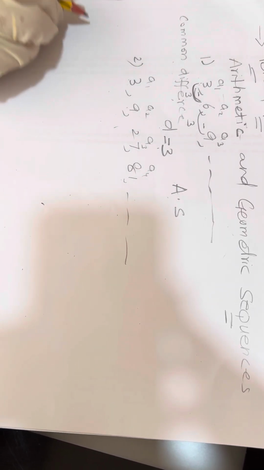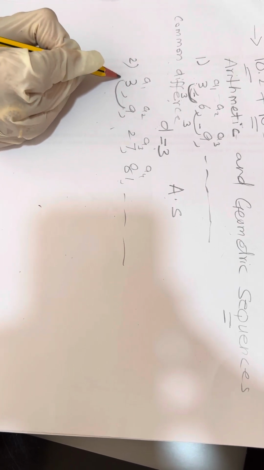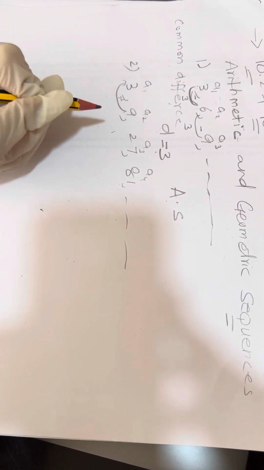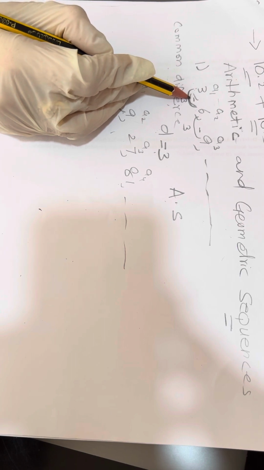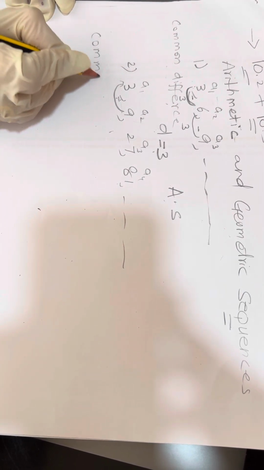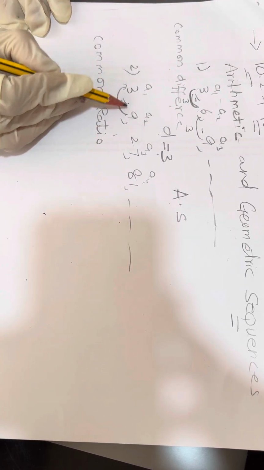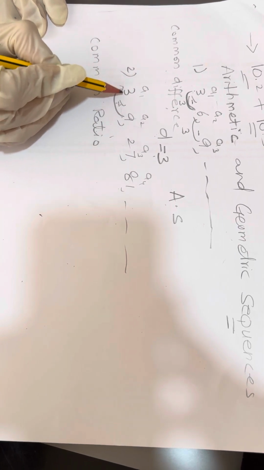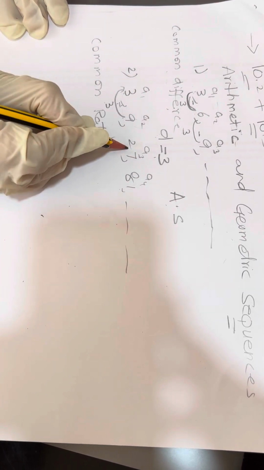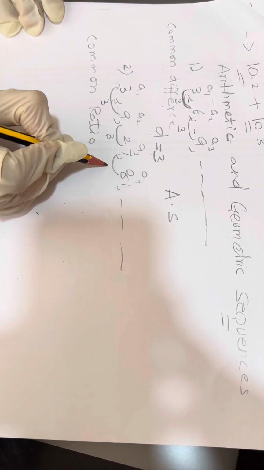So in this case we have to find the common ratio. How can we find the common ratio? In the common ratio we have to do division instead of subtraction. Here we did minus in the common difference, but in the common ratio we have to do the division between the numbers. That is, A2 divided by A1. So 9 divided by 3 is 3. 27 divided by 9 is also 3. 81 divided by 27 is 3.